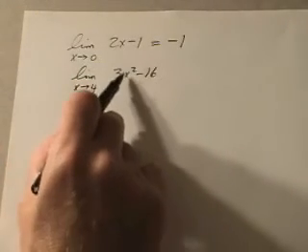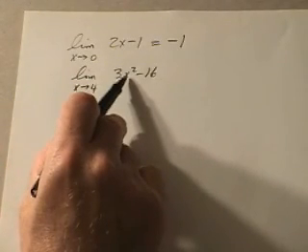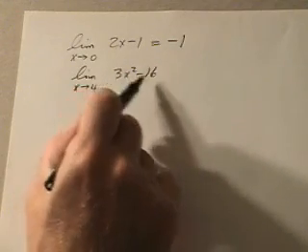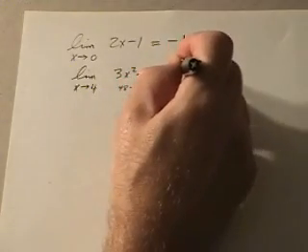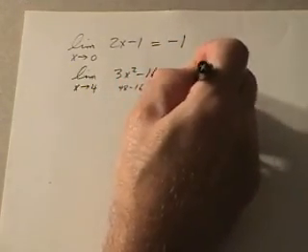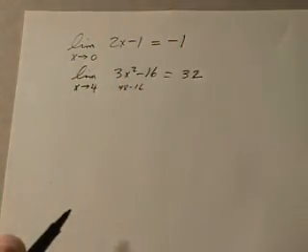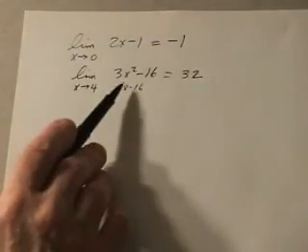Well, as x gets close to 4, x squared is getting close to 16. 3 times 16 is getting close to 48. 48 minus 16 would be what you'd expect, 32, if I did my arithmetic right. And that's right. So most of the time, these limits are pretty easy to compute.